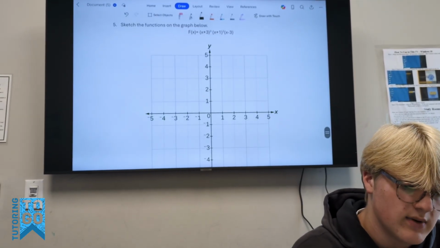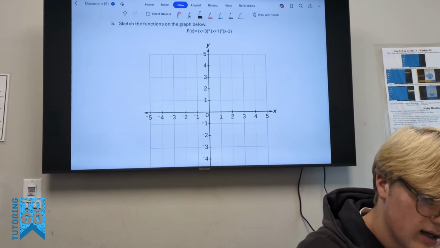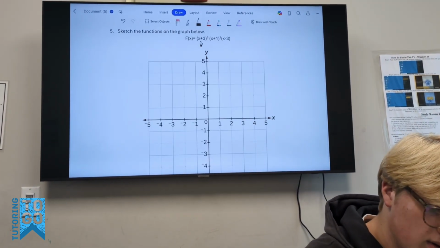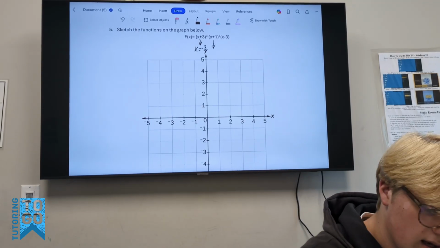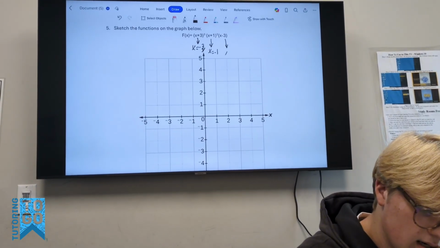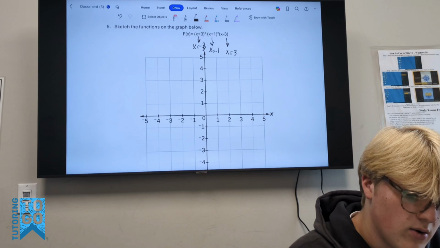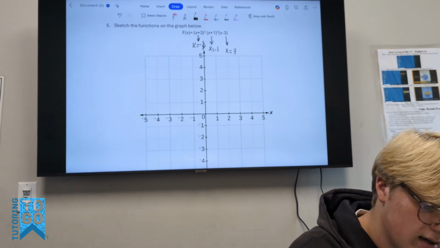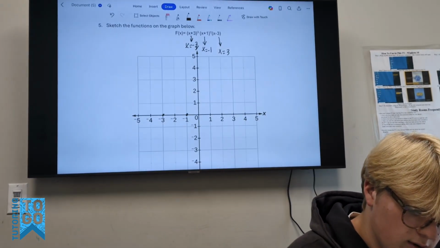So we're going to practice this right here. We have this 0, which again, it'll be the opposite. It'll be x equals -3, x equals -1, and x equals 3. So we'll go ahead and plot all those points. We have -3, we have -1, and we have 3.